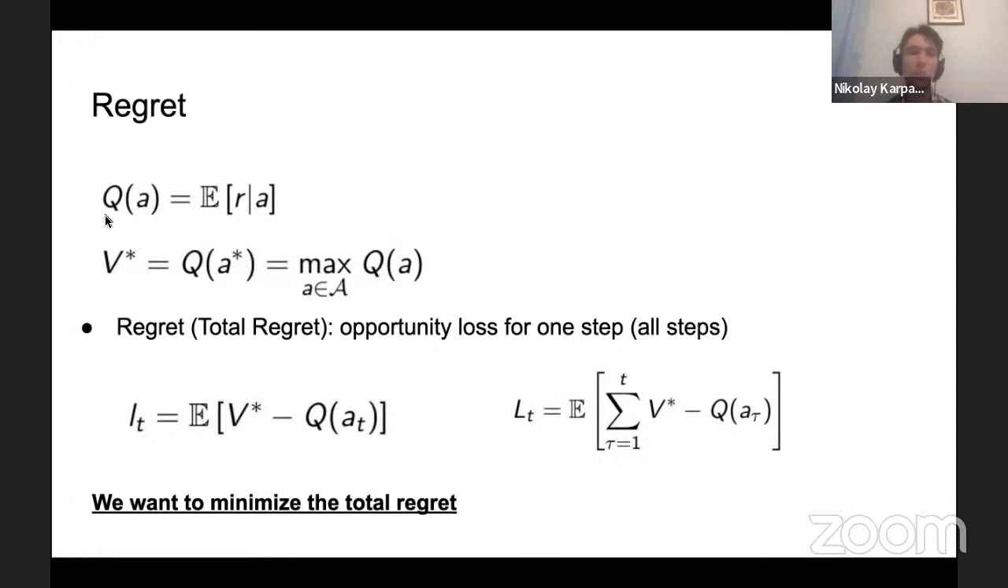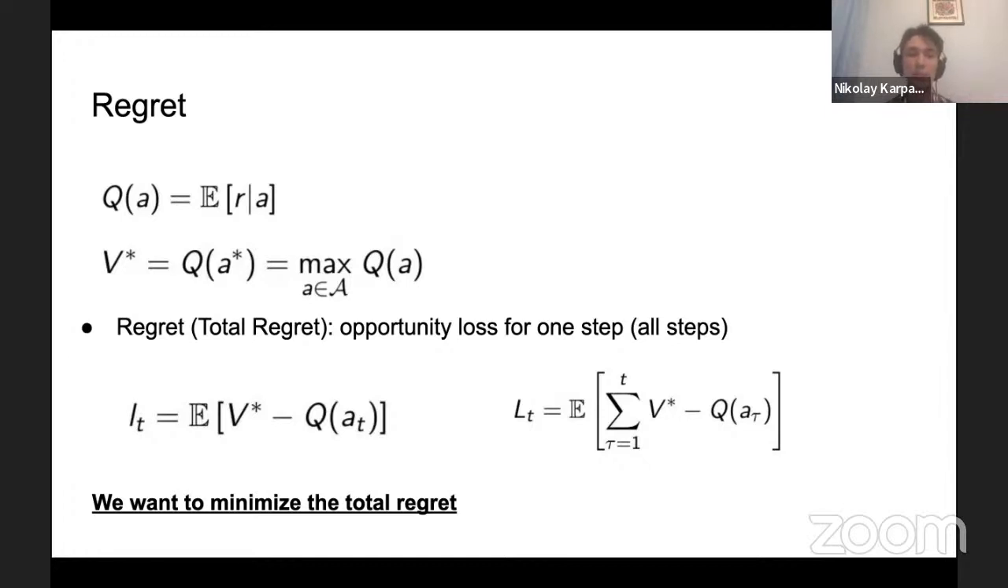So moving to the notation, we have the Q function, which you all know about. It's the expected reward given the action. In this case, the Q function will be the probability of success in this slot machine. And you have the optimal Q function, which is introduced as the V star. So V star is the optimal Q function. Basically, it's how much you will get, knowing the perfect action and always selecting the perfect slot machine.